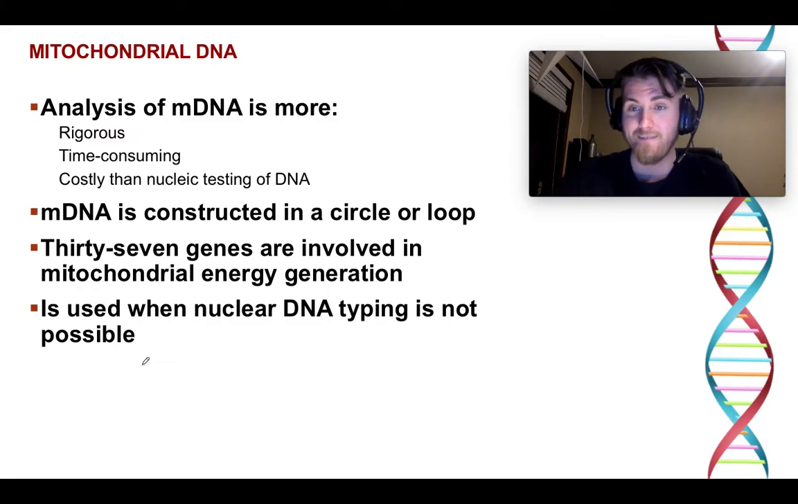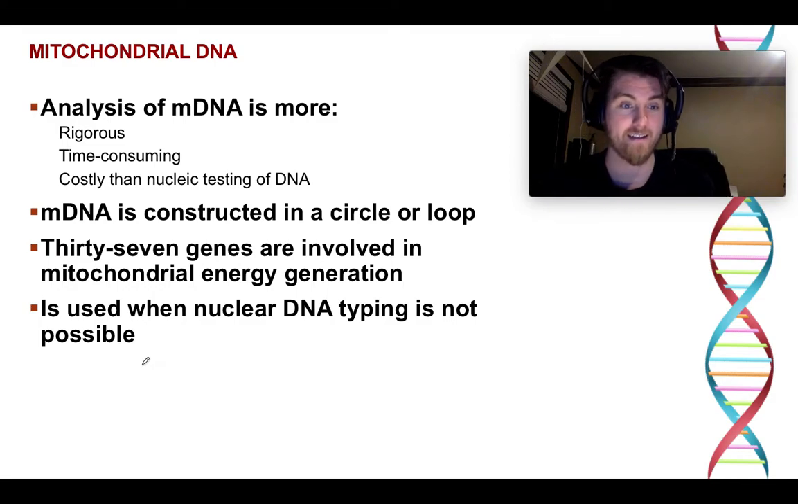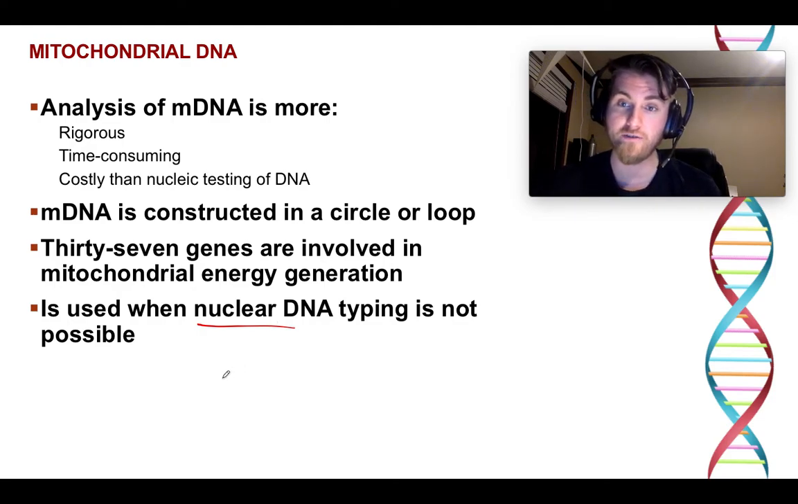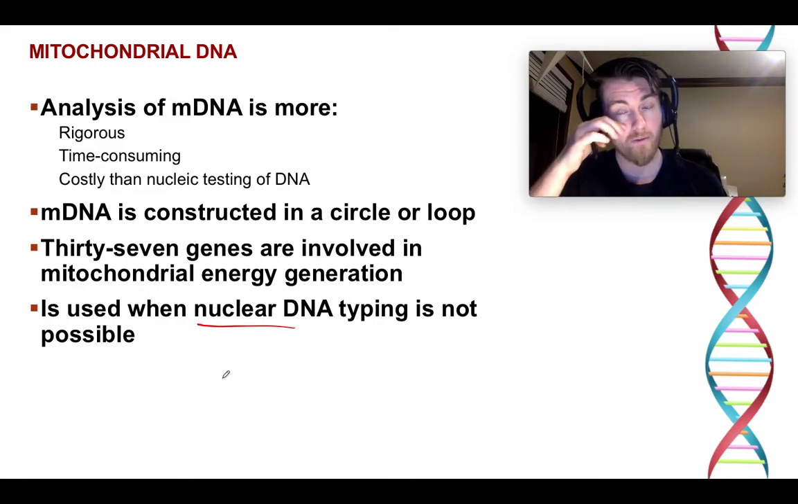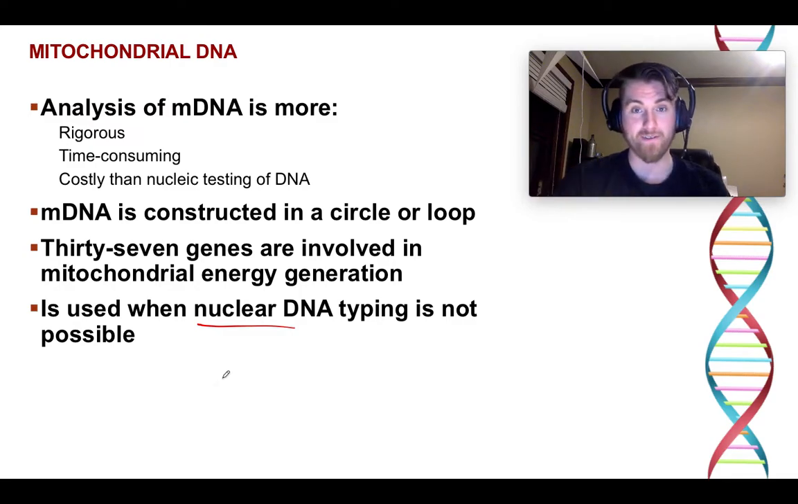But mitochondrial DNA, unfortunately, is much more expensive, much more time-consuming, and much more difficult to test in the very end. So really, mitochondrial DNA is our second choice. You use nuclear DNA just about every single time that you can. But if for some reason the nuclear DNA is not prevalent enough or not present, then mitochondrial DNA is another answer that you could use for the very, very end.